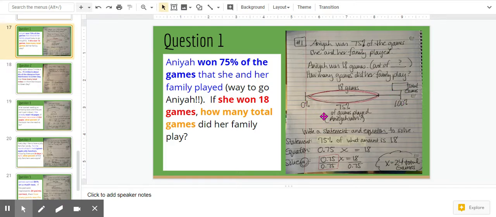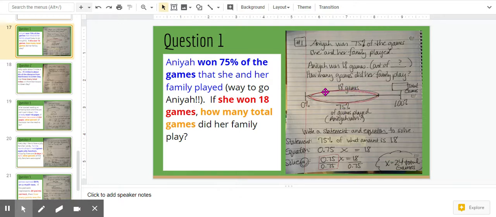But we do know that 75% of the games were won by Anaya. And 75% is about 3/4 of the line. It is between half and the whole 100%. So I tried to draw it out appropriately there. And then I labeled it 75% of games played, Anaya won.